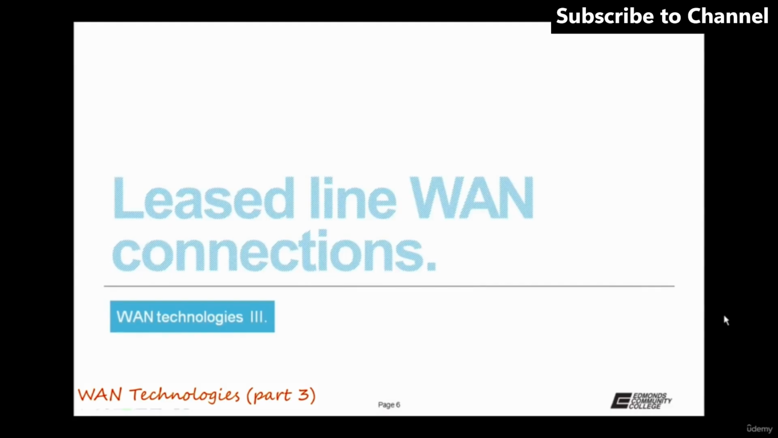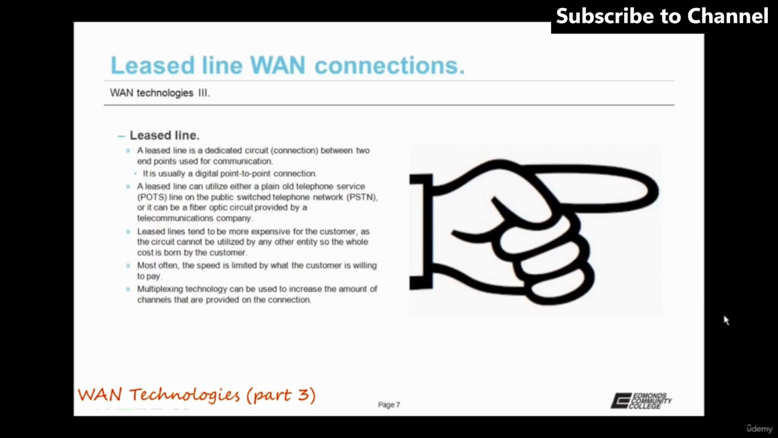It's time for us to discuss leased line WAN connections. A leased line is a dedicated circuit or connection between two endpoints used for communication. When we're talking about IT, a leased line is usually a digital point-to-point connection. A leased line can utilize either a plain old telephone service line, a POTS line on the public switched telephone network, or it can be a fiber optic circuit provided by a telecommunications company.